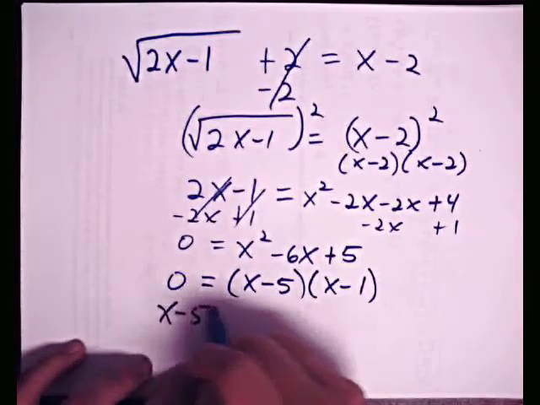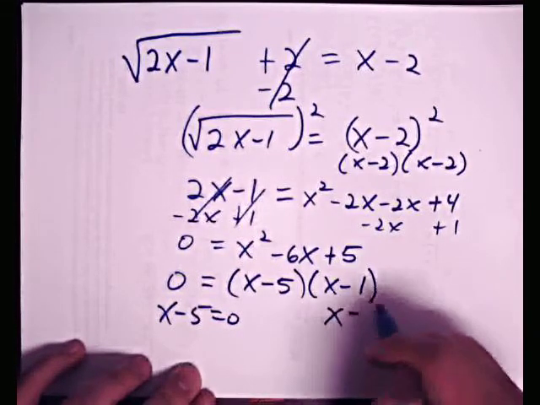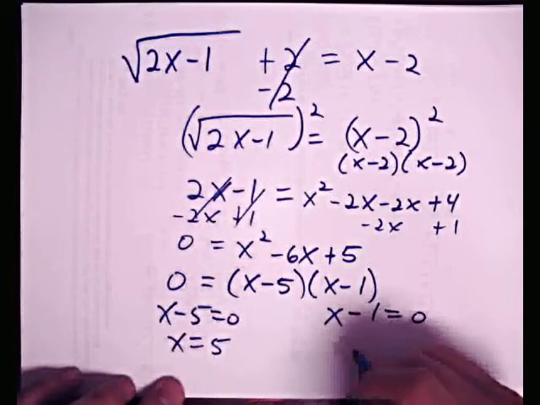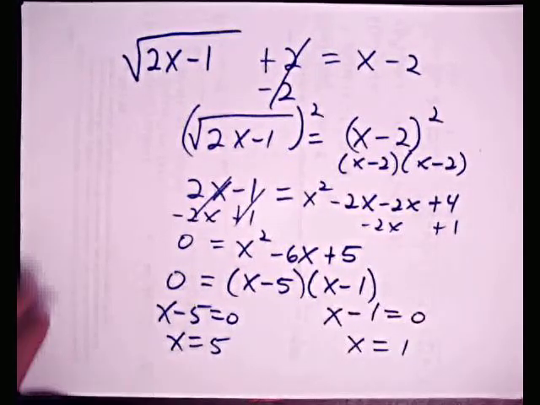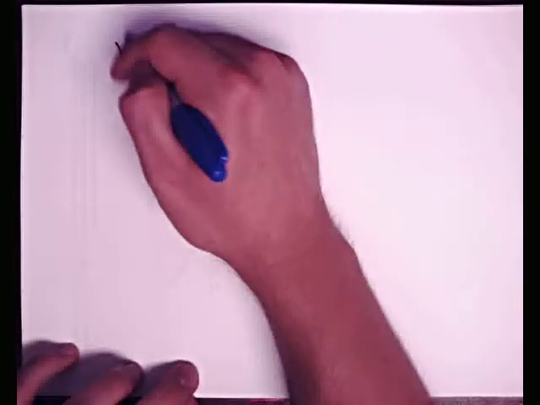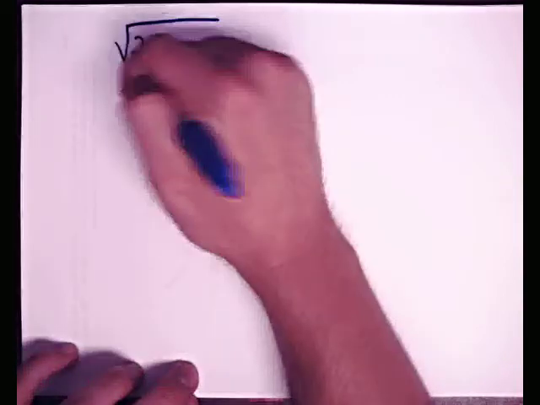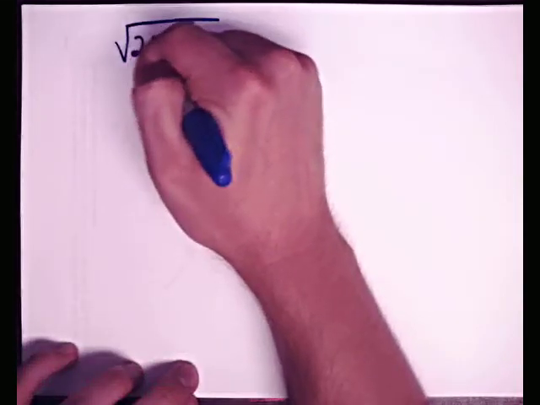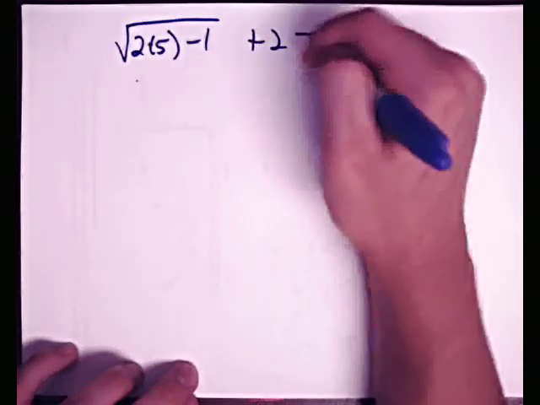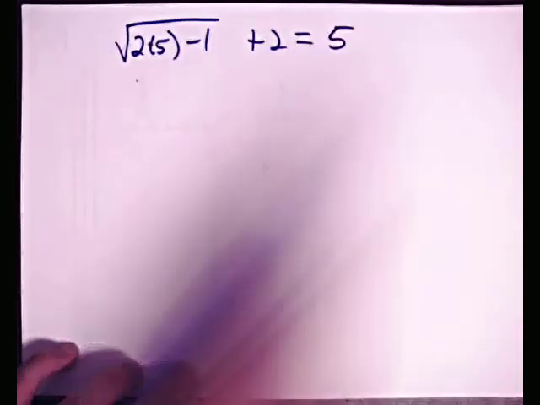If I set each of those equal to 0, I get x equals 5 and x equals 1. Okay, so we want to take each of those one at a time, go back to our original problem, and make sure that it actually solves. So let's start with 5. If I put 5 into my original equation, I'll have the square root of 2 times 5 minus 1, plus 2, is supposed to equal x, which is 5.